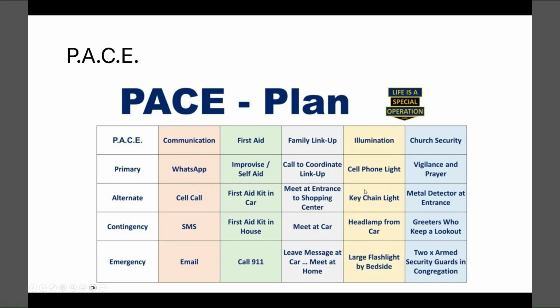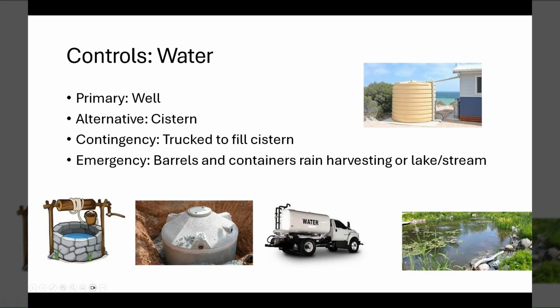Again, the PACE plan, let's look at illumination or lights. You might say, well, my primary, if I need a light, is the light on my cell phone. Alternative, I've got a little keychain light. Contingency, I have a headlamp in my car. Emergency, I've got a big flashlight in my trunk.